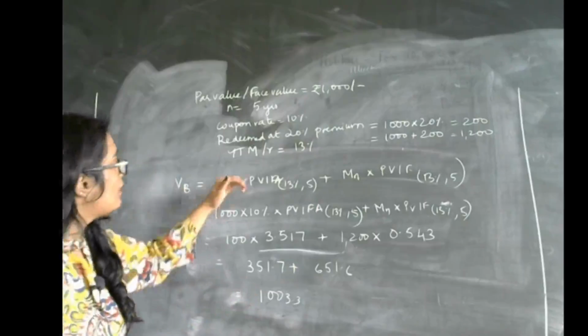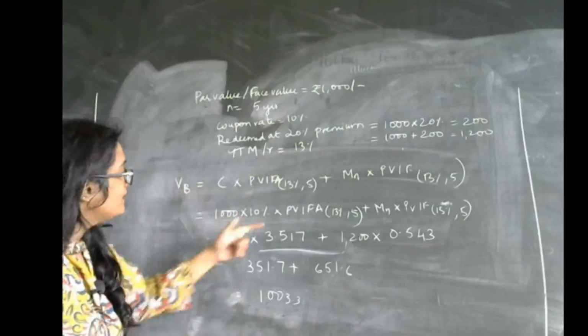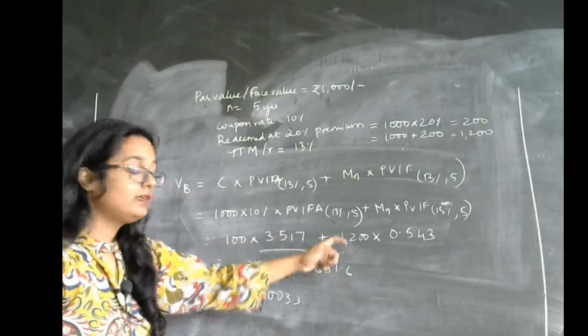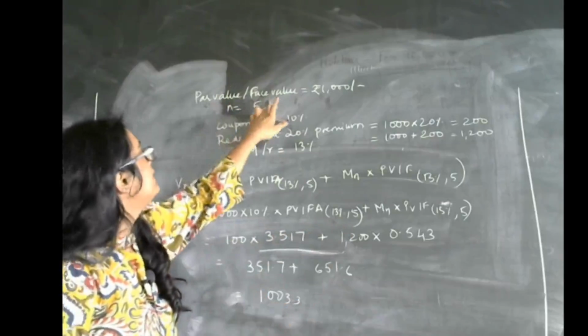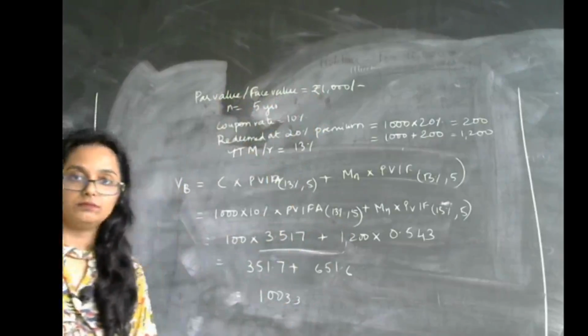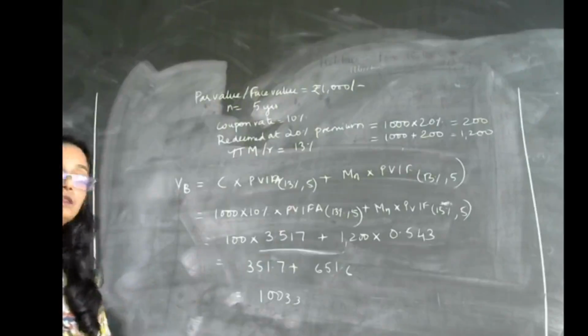Okay. How you know that your YTM is 13% is correct? When you find the value of bond using the YTM, that is 13%, you should get the value of bond which is nearby to the face value or the par value of the bond. Okay, you need to get the value close by, then you know that it is correct.